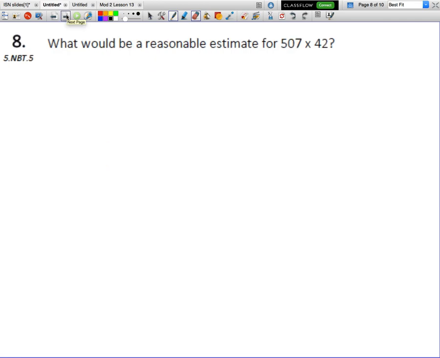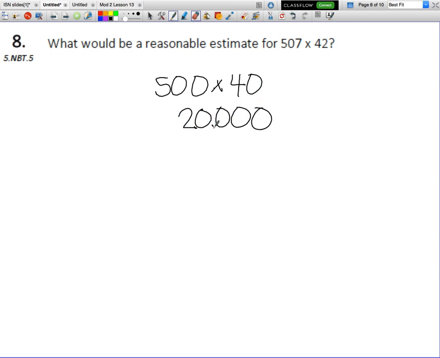All right, number 8. What would be a reasonable estimate for 507 times 42? 507 is about 500. 42 is about 40. 5 times 4 is 20, and then there's 3 more zeros. So your estimate would be 20,000. You don't even have to multiply that, just estimate.